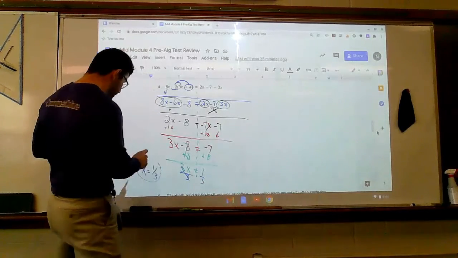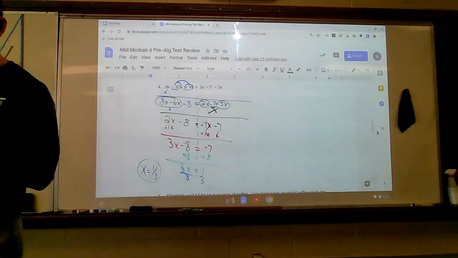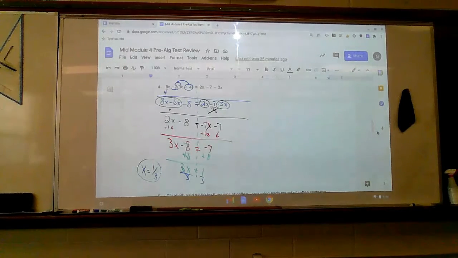Mrs. Blair's students, I don't know if she accepts decimals. Mr. H's kids, you know that if you give me a decimal, I'm marking it wrong. Always give me a simplified fraction. So we get x equals 1/3. You cannot simplify that anymore.